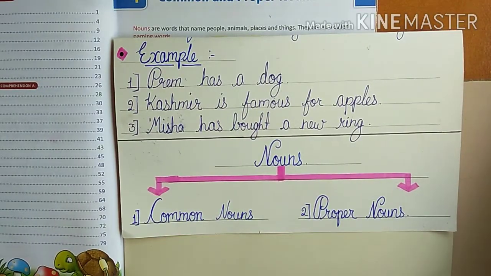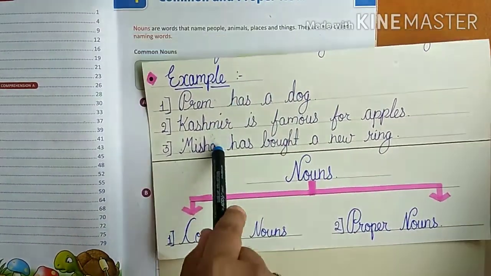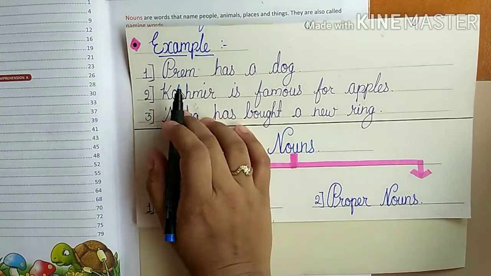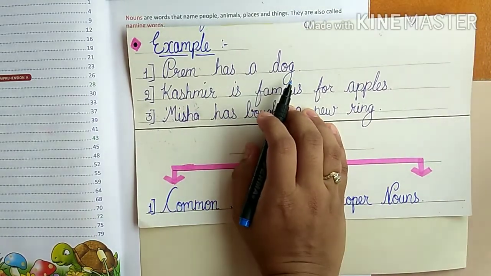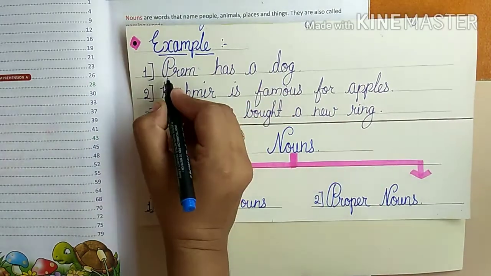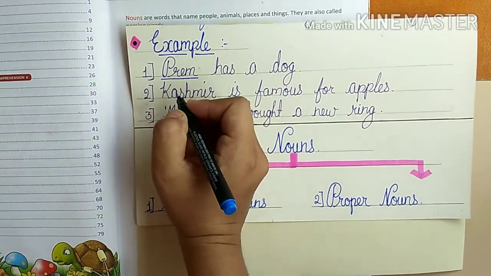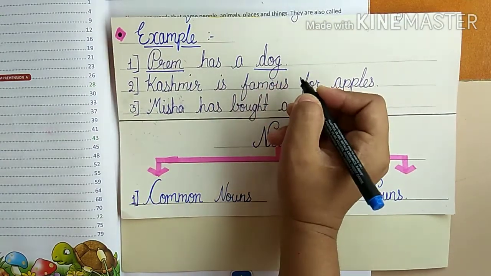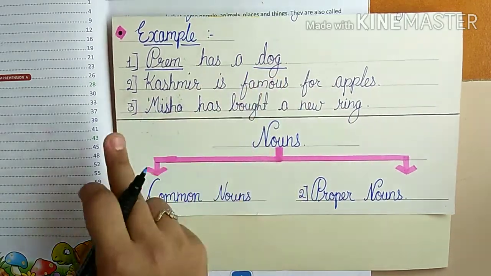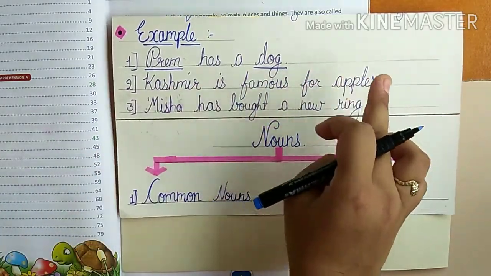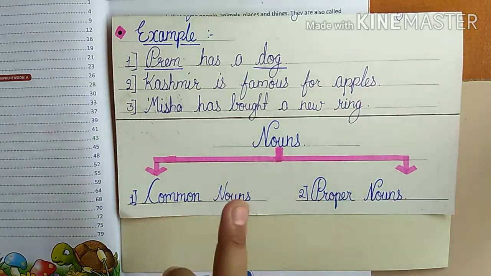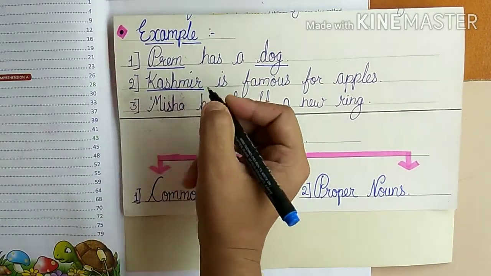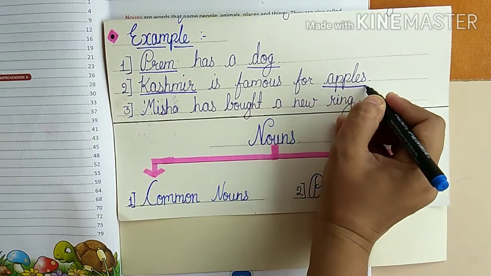Example 1. You have to underline the noun in these examples. First, Prem has a dog. So what is the noun here? First, see, Prem. Prem is the name of a person, so Prem is a noun. Dog is a name of an animal, so it is also a noun. Second, Kashmir is famous for apples. What is a noun here? Kashmir is a name of a place, so it is a noun. And apple is a fruit.